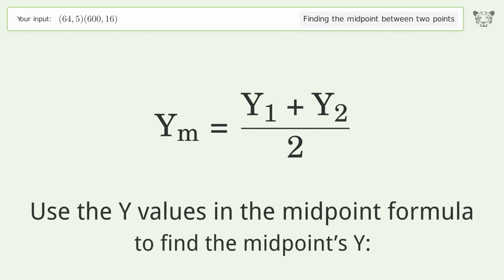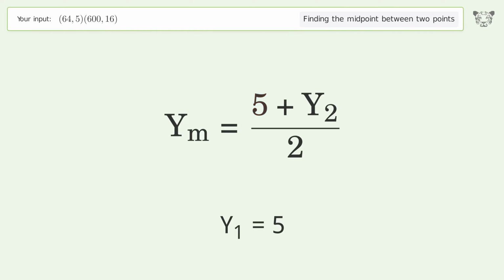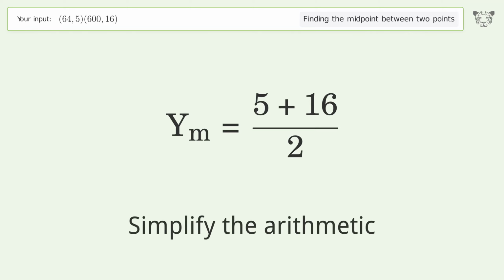Use the y values in the midpoint formula to find the midpoint's y. y1 equals 5. y2 equals 16. Simplify the arithmetic.